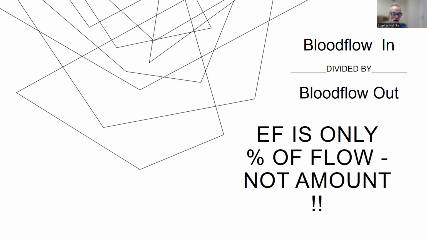Now, I know that everyone in here has asked their doctor at some point or other, what is my EF, or ejection fraction? Ejection fraction is a number that measures half of heart function, part of the picture. It takes the blood flow in and divides it by the blood flow out. So it's only a percentage of the flow. I think I might have that reversed there, but EF is only the percentage of the flow. It's not the amount that gets through.